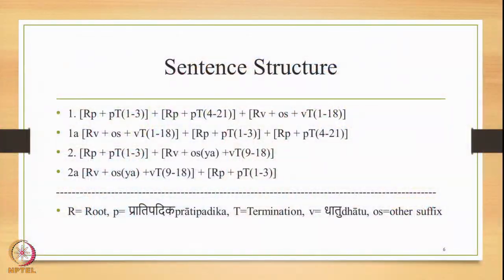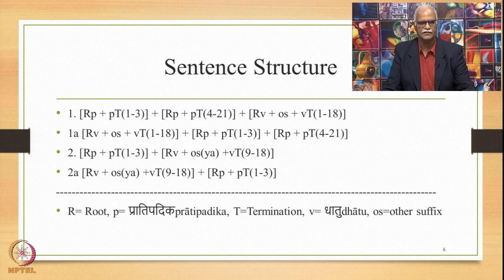So the sentence structure, which is made up of these prakritis and pratyayas, can be shown in the following manner. Sentence 1 is of this kind, RP, where R stands for root, P stands for pratipadika, T stands for termination, V stands for dhatu, OS stands for other suffix. So, the first sentence structure is of this kind, RP plus PT 1 to 3 plus RP plus PT 4 to 21 plus RV plus OS plus Vt 1 to 18.